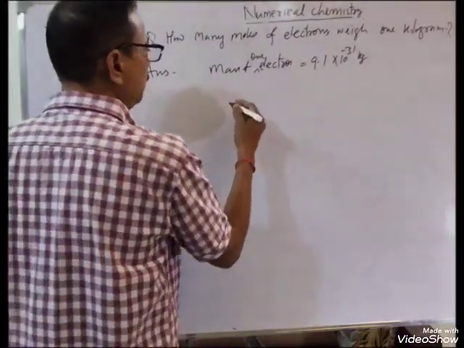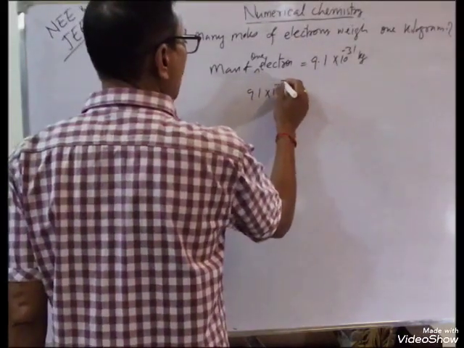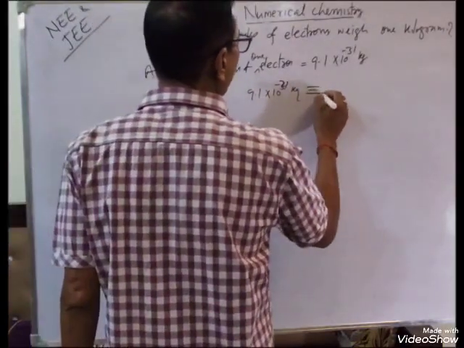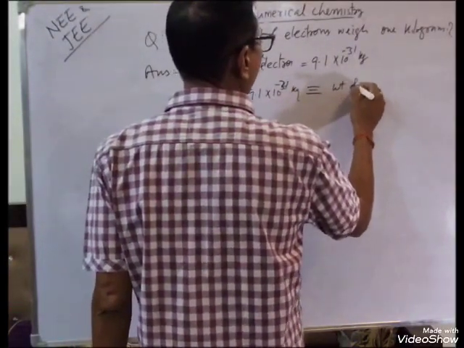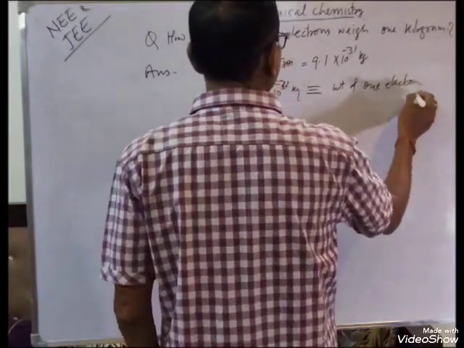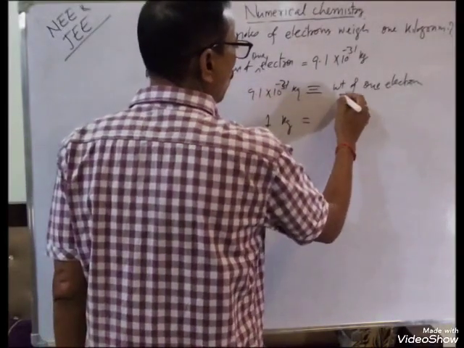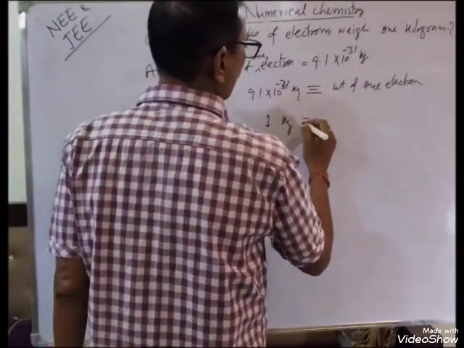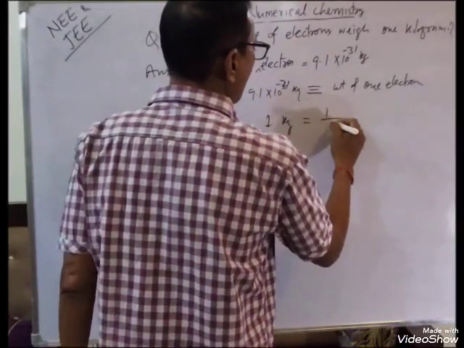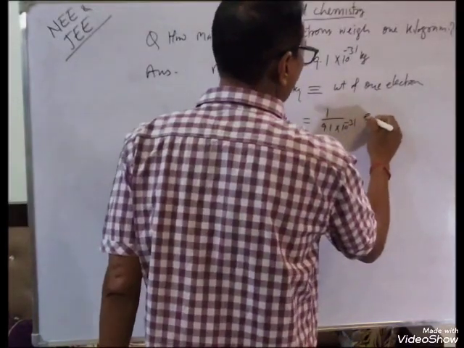So if we write it in reverse, 9.1 into 10 to the power minus 31 kg is equivalent to the weight of one electron. So 1 kg is equal to the weight of how many electrons? In 1 kg there will be 1 upon 9.1 into 10 to the power minus 31 electrons.